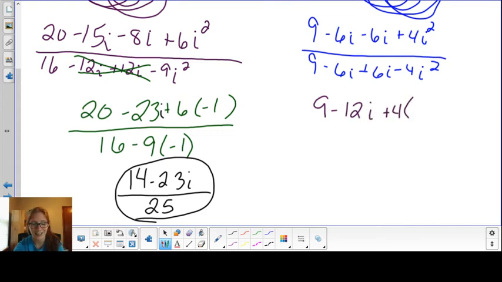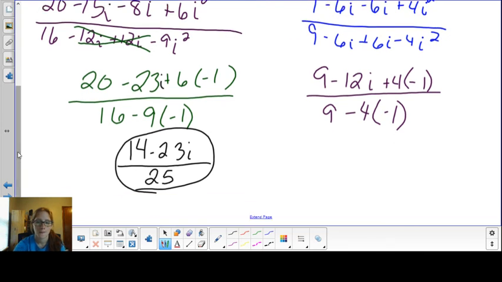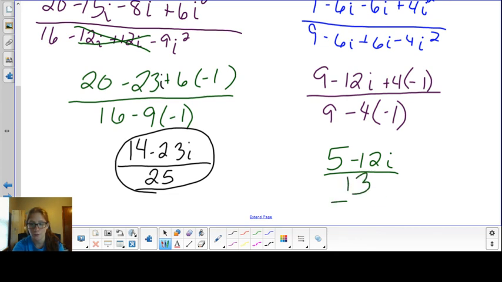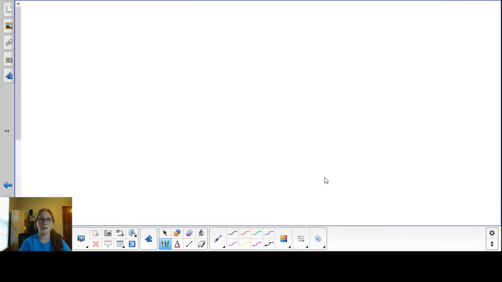We're going to replace that i squared with a negative 1, over 9 minus 4i squared, again replacing that i squared. Four times negative 1 is a negative 4, so 9 minus 4 is 5, minus 12i. Negative 4 times negative 1 is 4, so 9 plus 4 is 13. So my final answer is 5 minus 12i over 13. Alright, your homework is another worksheet.